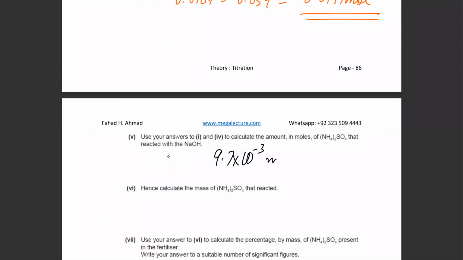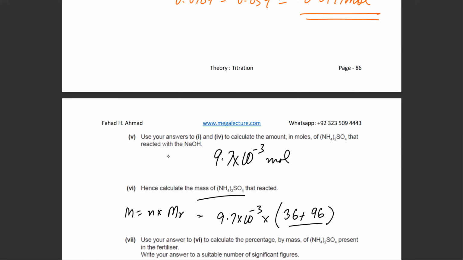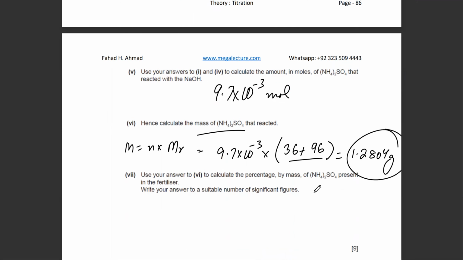So anyway, these are the moles of ammonium sulfate, and he's asking you to find the mass. So you can find the mass by multiplying moles by the MR, which in this case is NH4 is 18, 18 into 2 is 36, plus sulfur is 32, plus 16 into 4, that's 96. That would be 132. So mass is moles multiplied by MR. So what do we get? 1.2804 grams, okay?